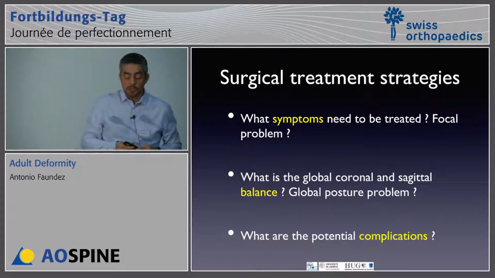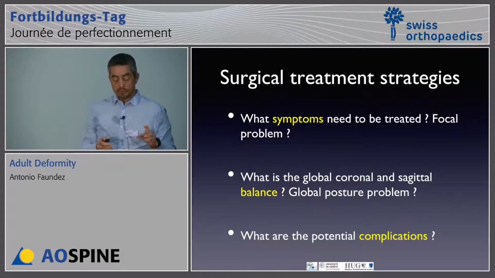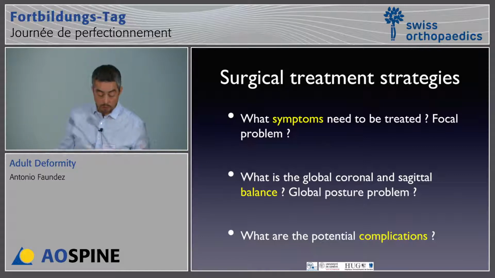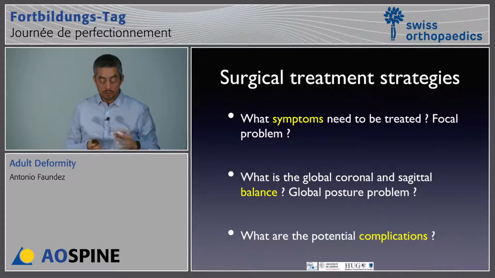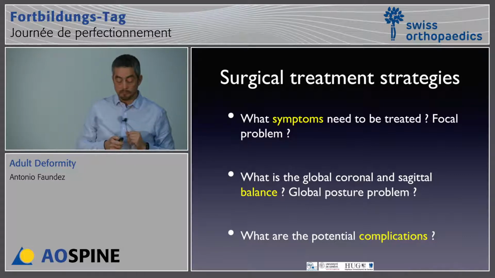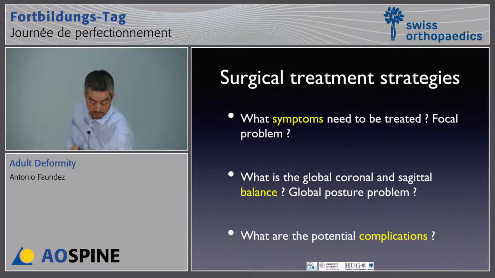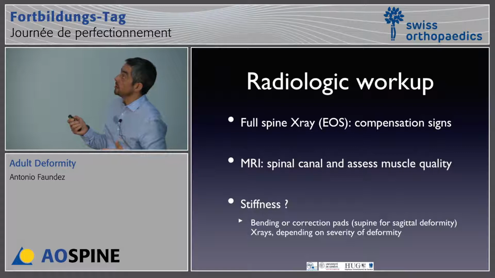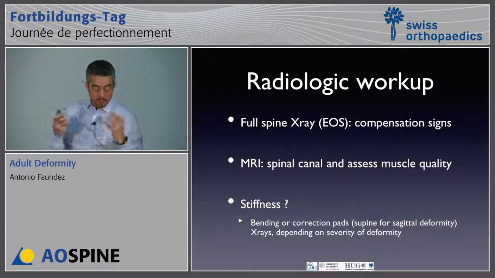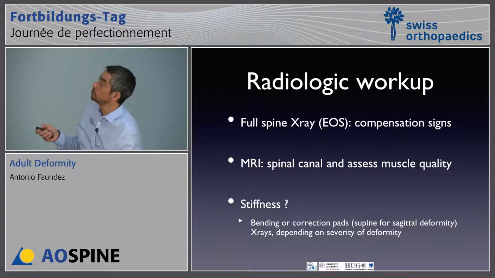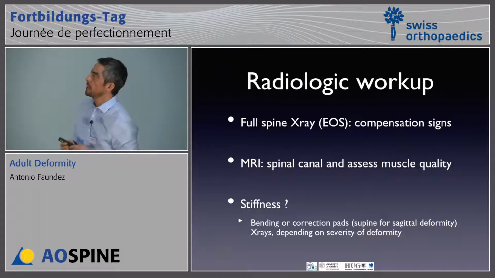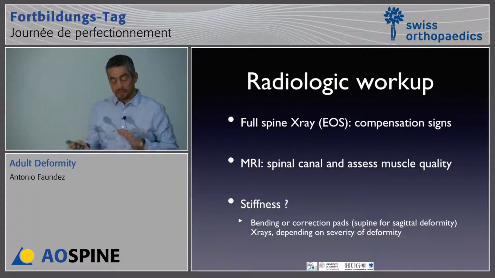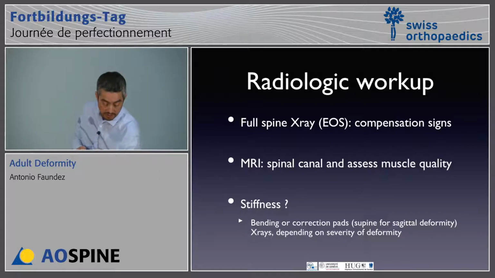So the surgical treatment strategies are important to discuss because we need to define what are the symptoms that we need to treat. Is it a focal problem or a more global problem, especially due to the coronal and sagittal imbalance, and what are the complications that we can expect? So the radiologic X-ray is important to analyze the global balance of your patients, and you also need to do sometimes bending X-rays to see what is the flexibility of the deformity, especially at the level of the lumbosacral junction.